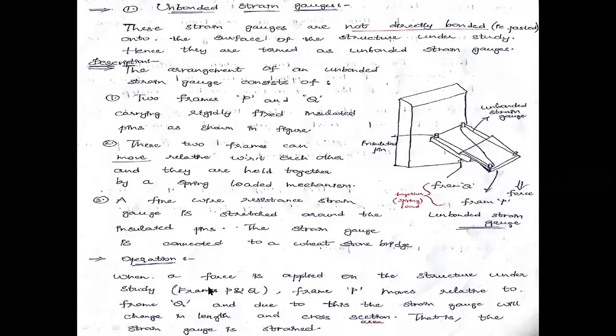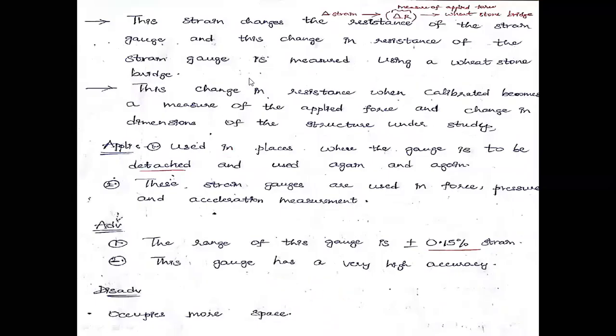Operation: when a force is applied on a structure under study, that is frame P and Q, frame P moves relative to frame Q, and due to this the strain gauge will change in length and cross sectional area. That is, the strain gauge is strained. That means indirectly these two frames will move, and therefore some strain is going to be applied to the strain gauge here.